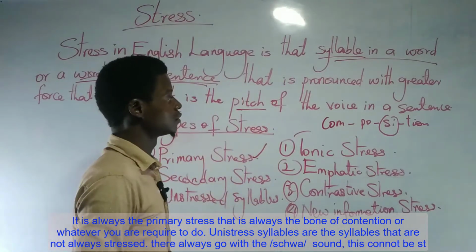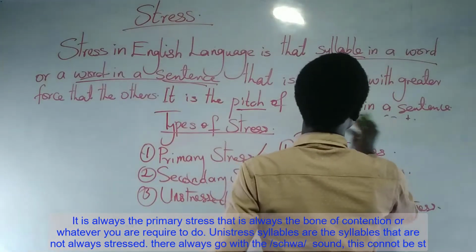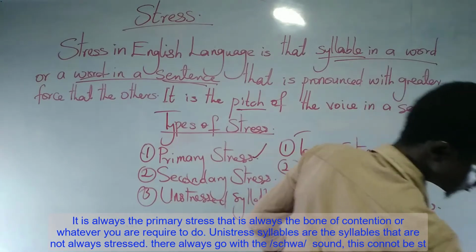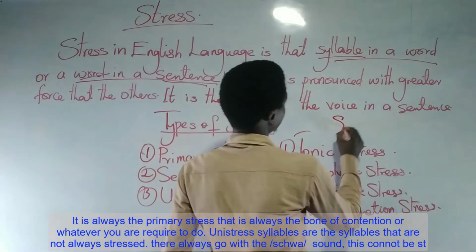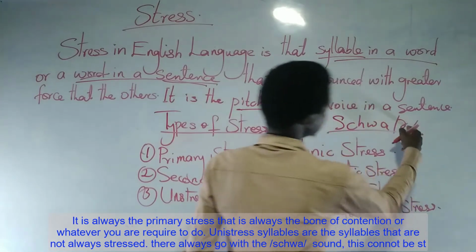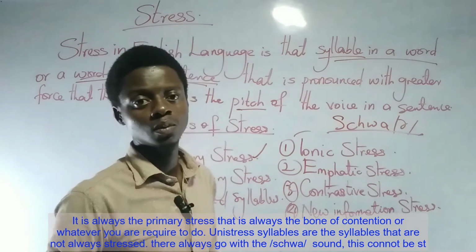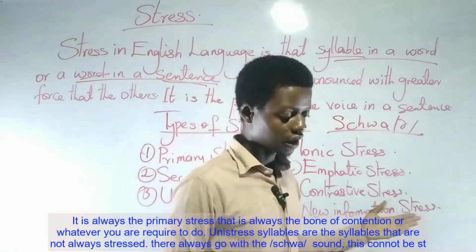Unstressed syllables are syllables that are not always stressed. They only go for the schwa sound, S-C-H-W-A. This sound is called schwa sound. It's not always stressed. You can't stress the schwa sound.